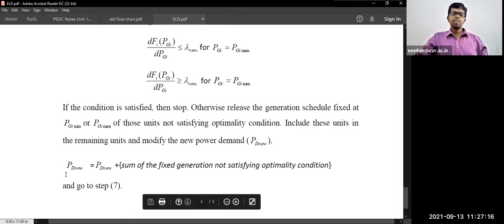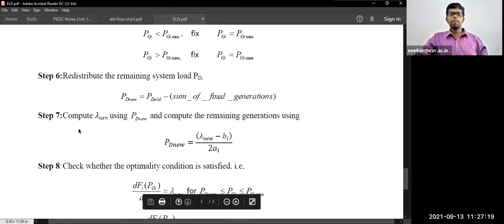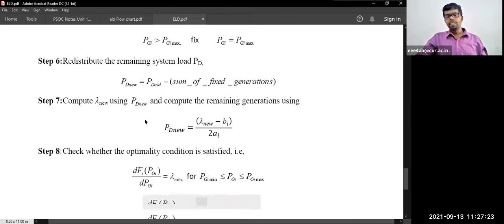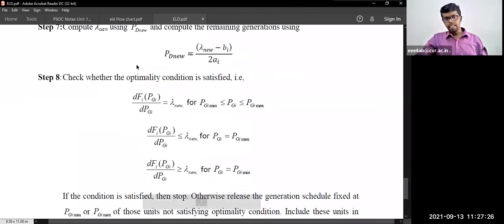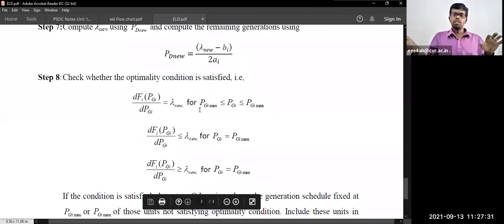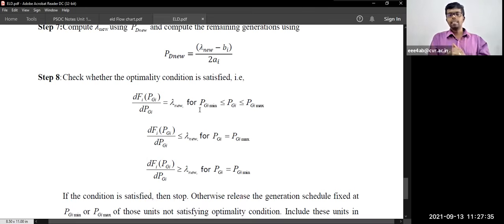Again you need to go to step number 7. Again you need to find the lambda new, again PGI new. Again you need to verify the optimality condition once again. If this condition is satisfied, just stop. Take down the generation, because all the minimum and maximum operating limits are satisfied. So no need to proceed further. Just stop the procedure and find the answer. That's all.